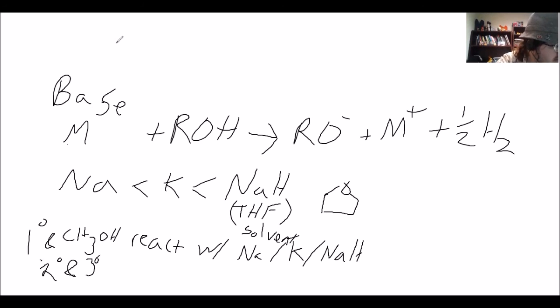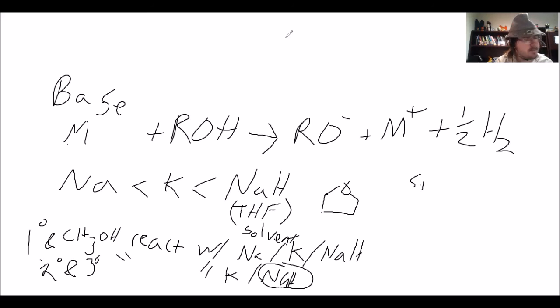Secondary and tertiary will react with potassium and sodium hydride. But very stubborn compounds will need this guy, good for particularly stubborn ones. So not all secondary or tertiary will react with potassium alone. Obviously, you want to use probably the safest and the cheapest ones, so you don't need to overkill this with potassium every time.